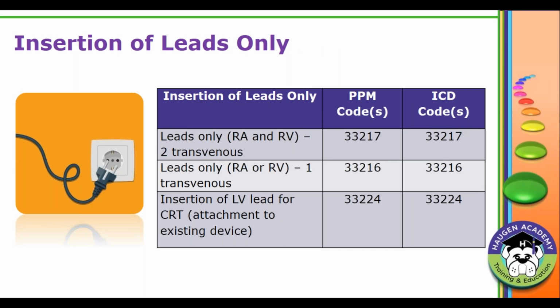The next slide shows insertion of leads only, and this is probably going to be a more common occurrence. You may have a patient who comes in to have a device upgraded, or perhaps it's a generator that has reached its end of life. They replace the generator and then they realize that one of the leads is not working properly, so they put in a new lead. And that would be a situation where you would use these codes.